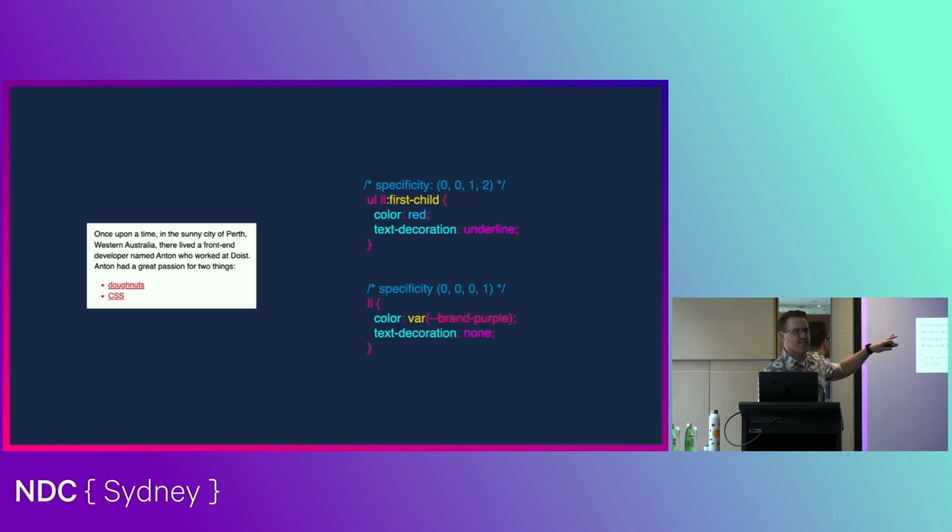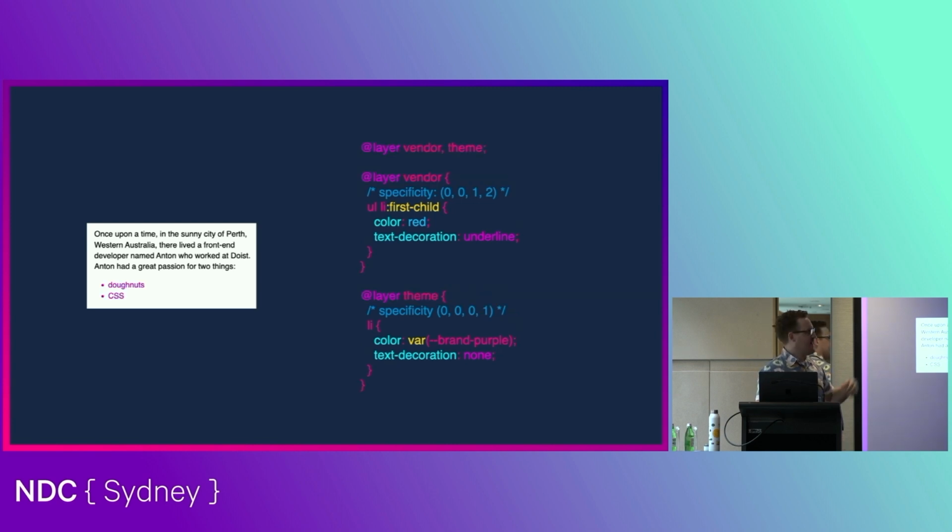Somewhere in our CSS, we may have had something like ul li:first-child, and it's red with an underline. It's got a high specificity, 0-0-1-2. And we've come along and we're like, oh, we actually need it to be our brand purple with no decoration, but the red one is winning. It's got the higher specificity there.